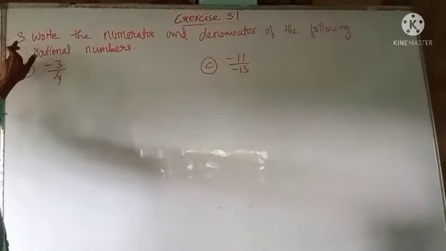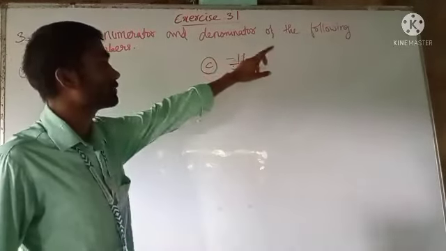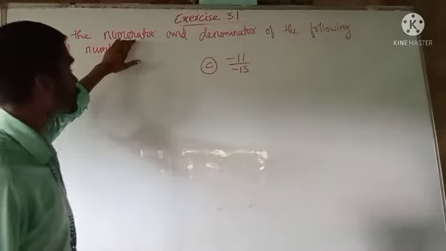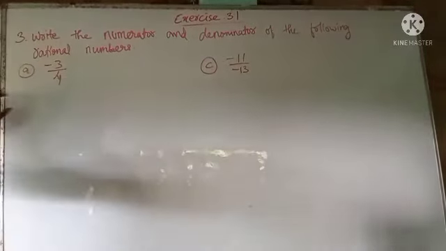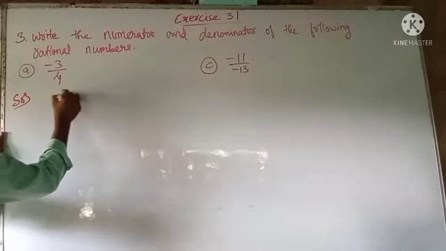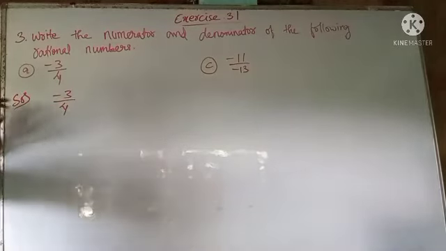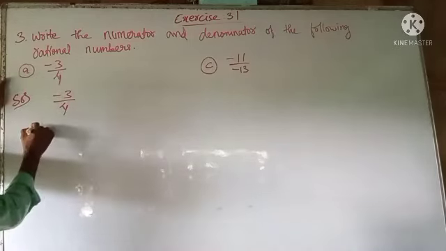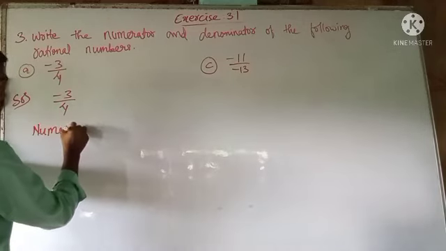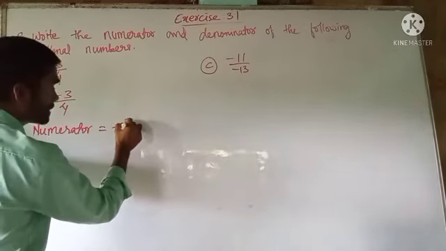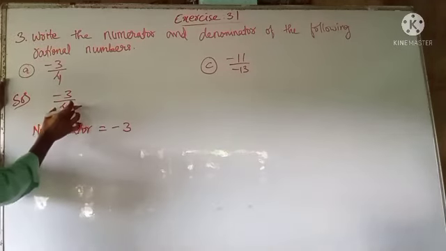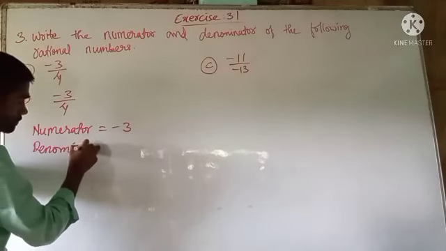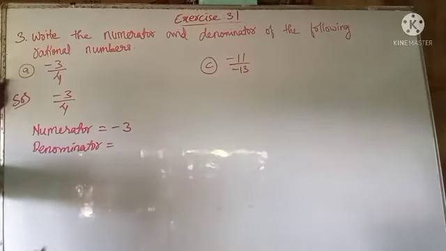Question number 3 here: write the numerator and denominator of the following rational numbers. Here some rational numbers are given and we are asked to write the numerator and the denominator of those rational numbers. Minus 3 by 4. Here what is in the numerator's place? That is minus 3. So we write numerator is equal to minus 3, and the denominator, that is what is downside, that is the denominator. Denominator here is equal to 4.